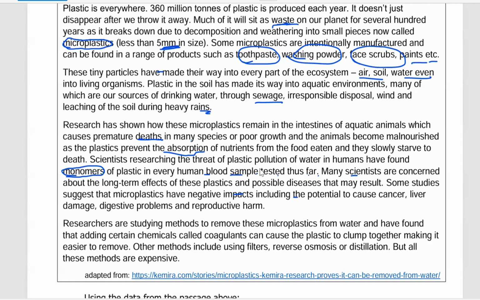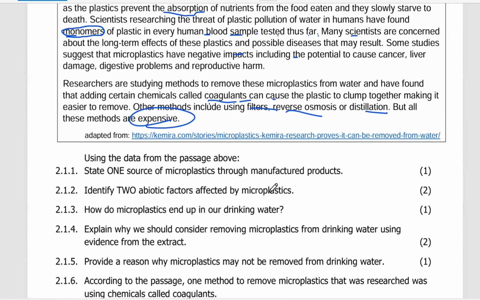Some studies suggest that microplastics have negative impacts, including the potential to cause cancer, liver damage, digestive problems and reproductive harm. Researchers are studying methods of removing these microplastics from water and have found that adding certain chemicals could coagulate them. Coagulants can cause the plastic to clump together, making it easier to remove. Other methods include filtering, reverse osmosis, distillation, but all these methods are expensive, meaning that they require a lot of money.